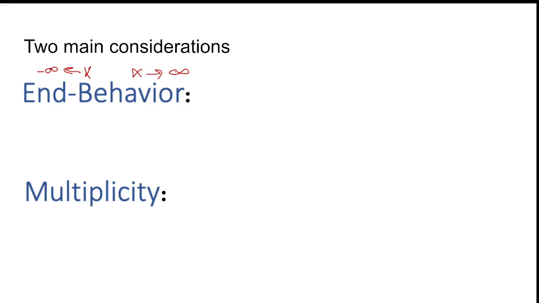We'll talk about those. So two main considerations: end behavior and multiplicity. Multiplicity is talking about zeros of the polynomial. These are also referred to as x-intercepts.